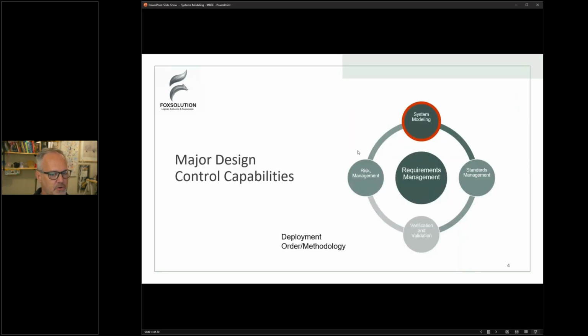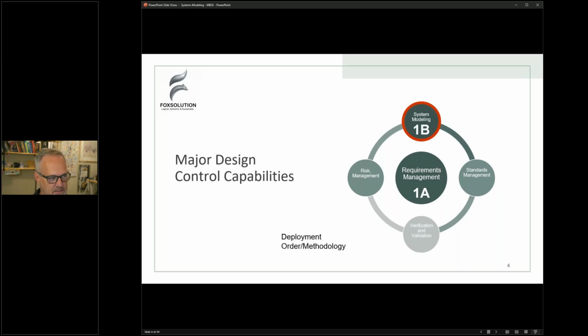So, major design control capabilities. We talked about this last time and this is just a refresher, but essentially when we talk about design control, there are really 5 topics that typically come into the conversation. The first one and the core one is requirements management. How do we construct the requirements? How do we have a decomposition of the requirements that makes sense for different types of design? But almost immediately as we go into that, we talk about systems modeling.